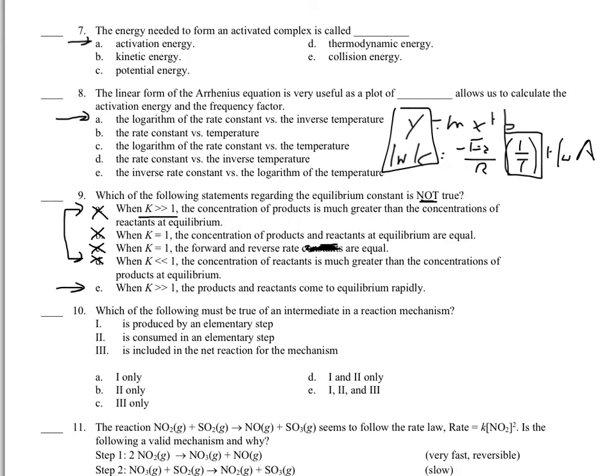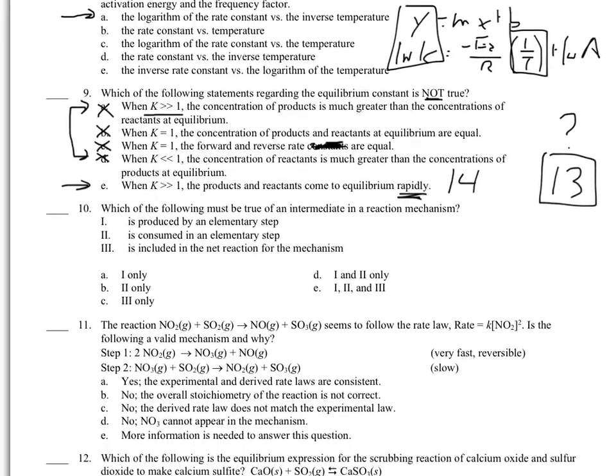So that leaves us with only one answer. E, when K is much, much greater than 1, the products and reactants come to equilibrium rapidly. That is not necessarily the case. This is chapter 14, equilibrium. I had no idea and no information about how that reaction happens. And so K can be much, much greater than 1, but a very slow reaction. And so chapter 14 and the word rapid have nothing to do with each other. And so the answer there is E.